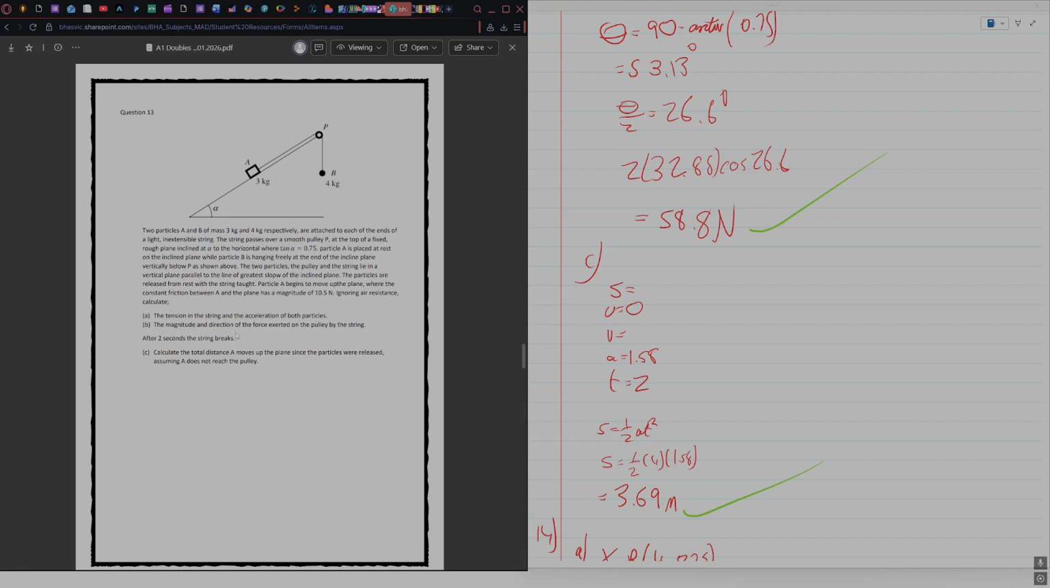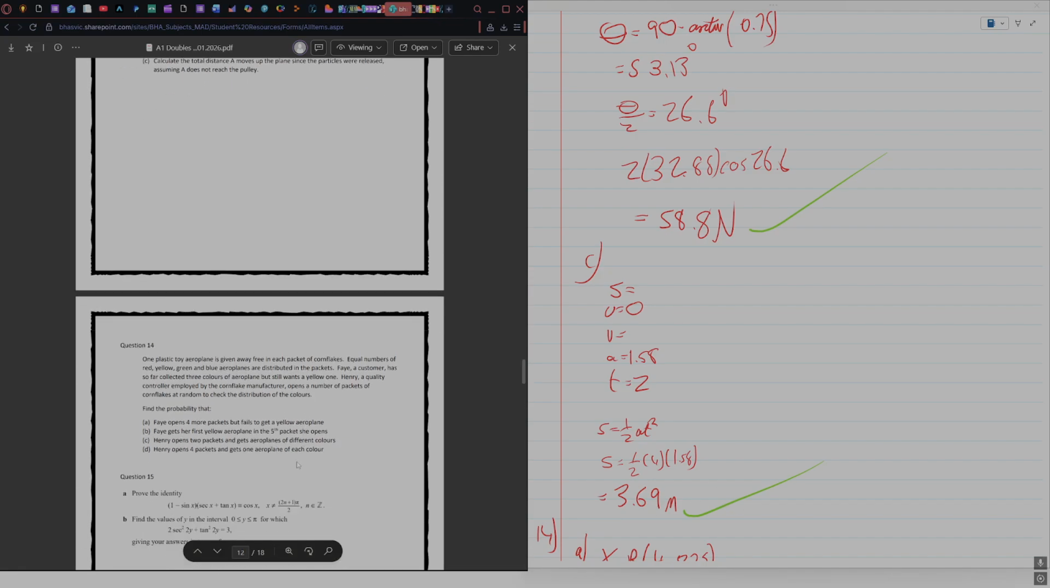Find the total distance A moves up the plane since the particle is released. It says after 2 seconds the string breaks, so we just do that, set the initial velocity to 0, because they were releasing the system when t equals 0. You've already found the acceleration, which is 1.58, and then you know it's 2 seconds, so just use your equation. Whenever you have 3 quantities, you can find the other ones, so that's your answer.